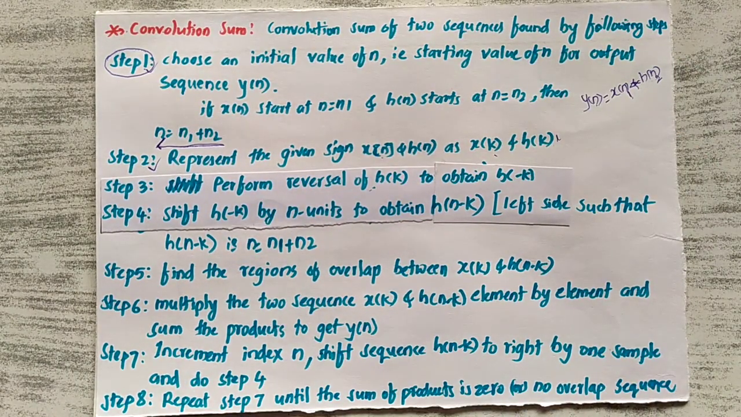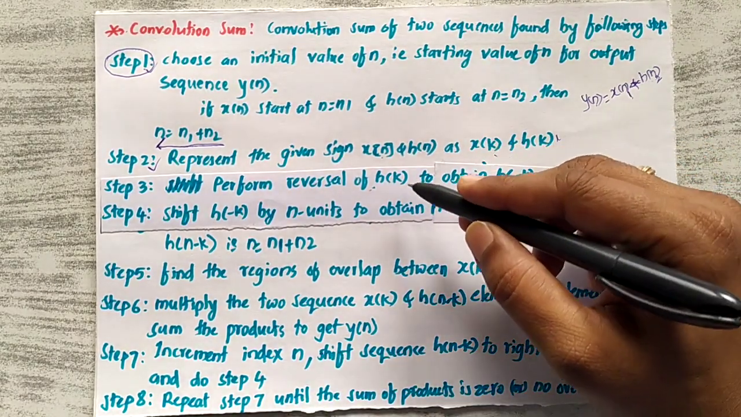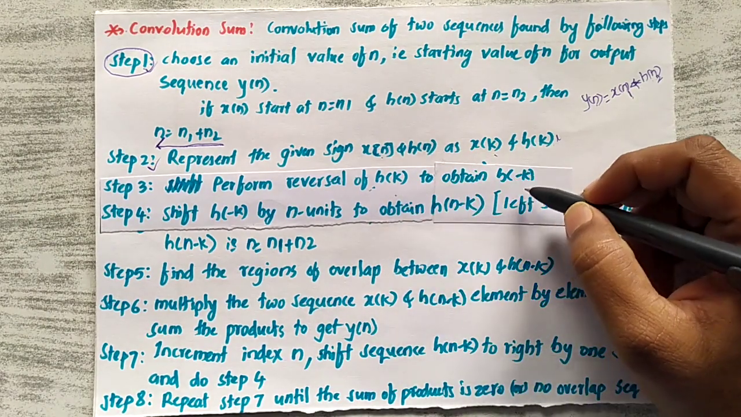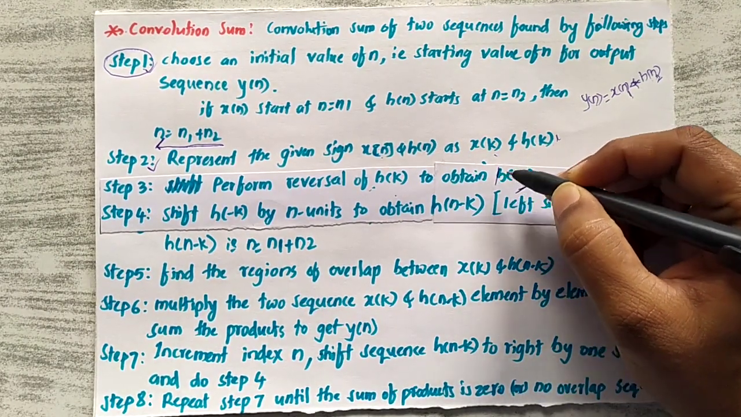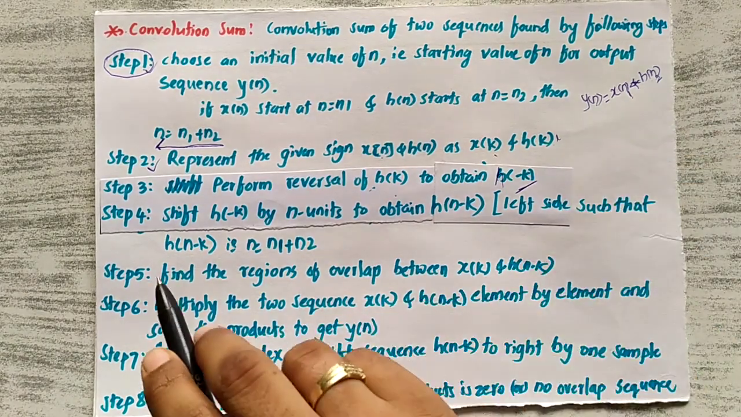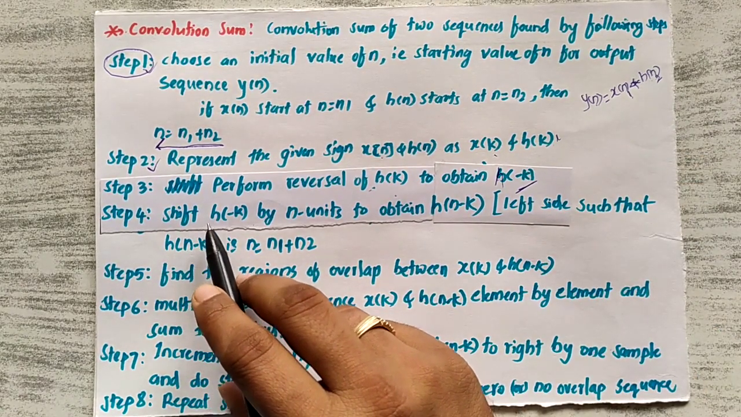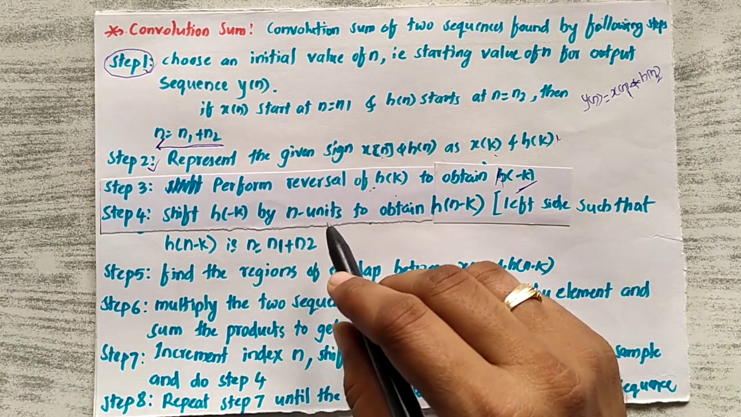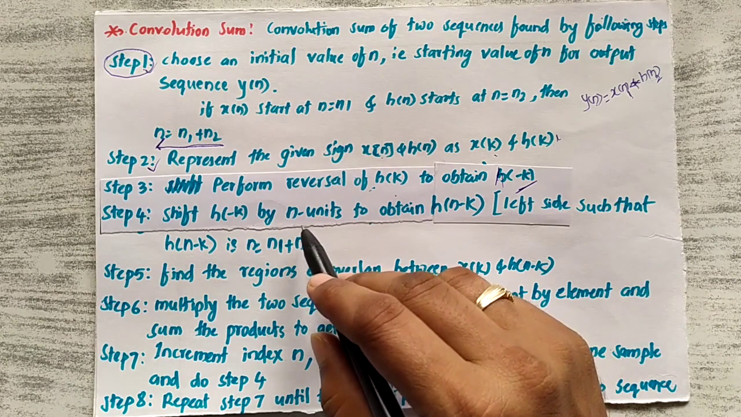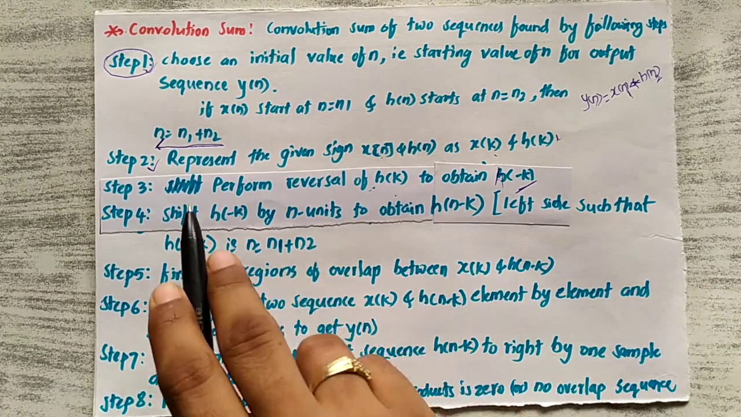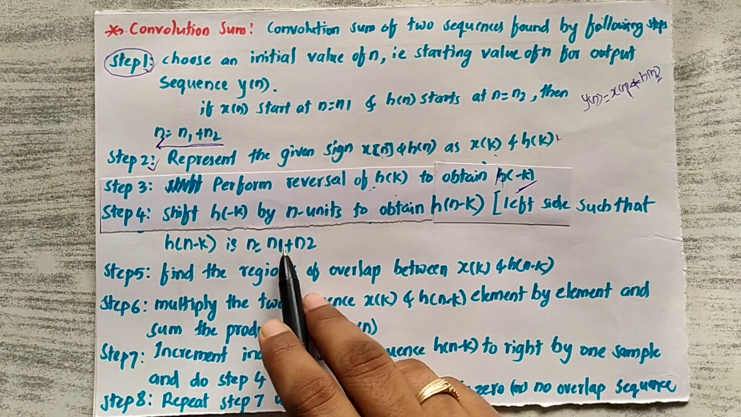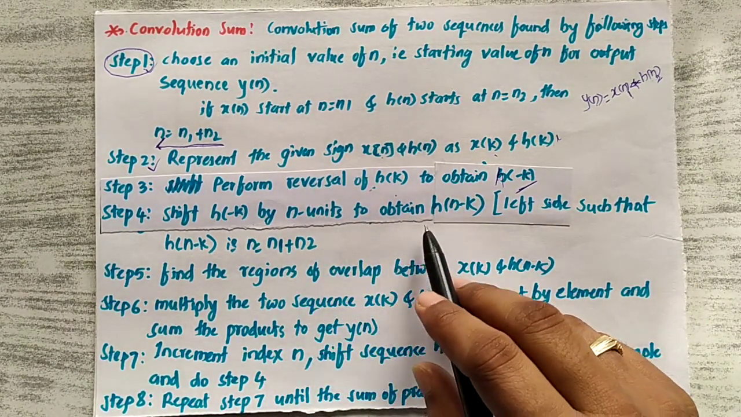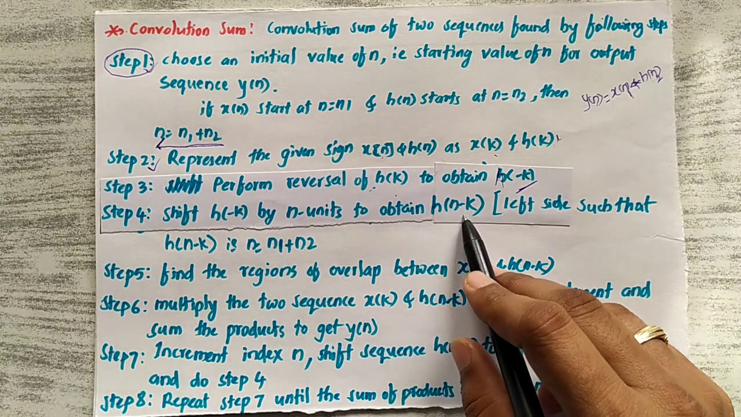The third point is to perform the reversal on h of k. So from h of k, obtain h of minus k. Then in the fourth step, whatever h of minus k is there has to be shifted by n units. How many units will be decided according to this calculation: n equal to n1 plus n2. So shift by n units to obtain h of n minus k.